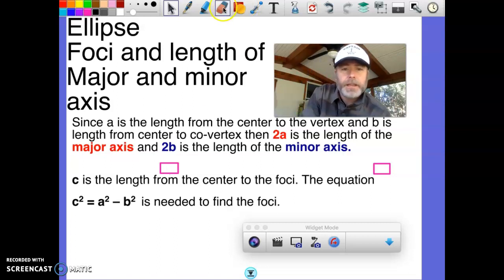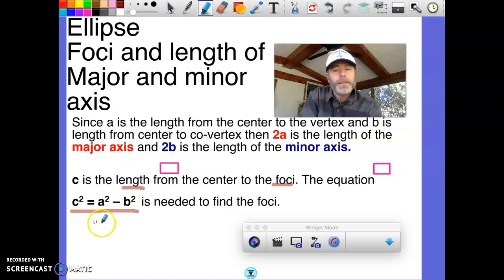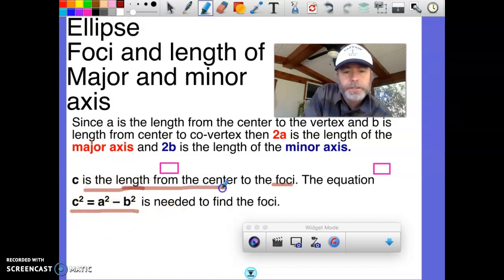Here's how we find the foci. We use this equation right down here. Letter C is the length from the center to the foci. If we use this equation, we take the distance from the center to the vertex and the distance from the center to the co-vertex, square them, subtract them, and then take the square root. That'll give us this length right here, which is super important to find the foci.